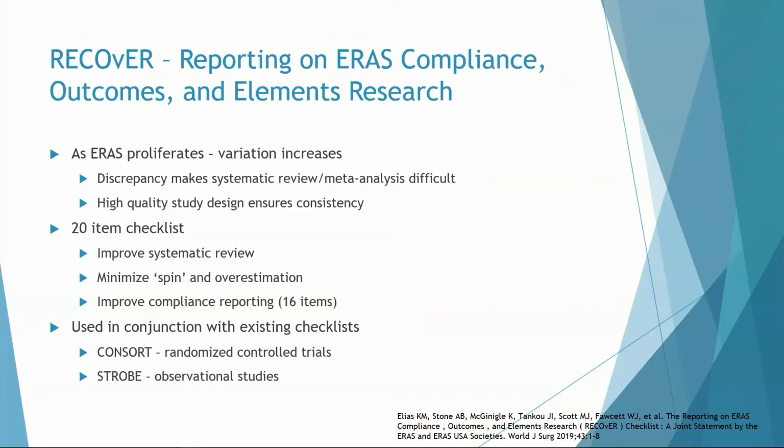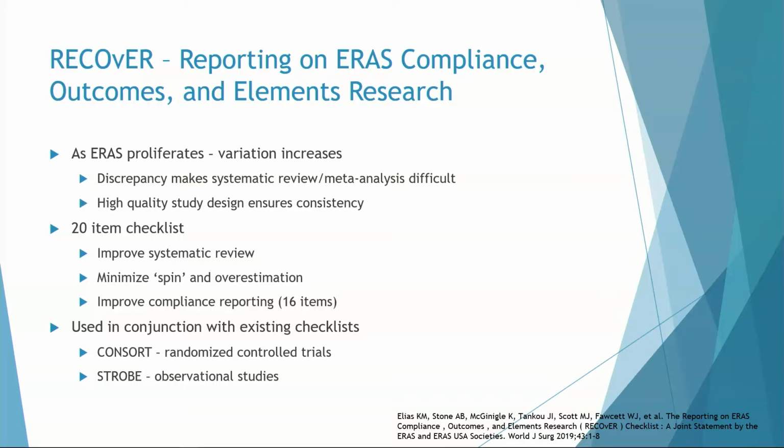So how do we standardize our data? We just talked about the risk of bias, but there's more to creating high quality data long term than just assessing and minimizing the risk of bias. As ERAS proliferates, we see a lot of new studies, which is excellent, but we have also seen that variation in the studies and the protocols has changed. This discrepancy makes systematic review and meta-analysis difficult, and this is important when we're looking at those rare outcomes because we need that data to be able to come together smoothly so we can answer the questions very definitively.